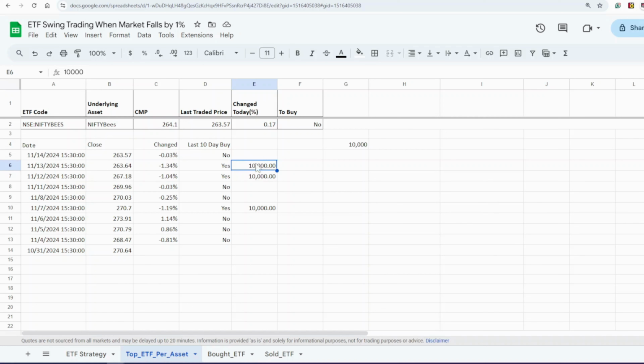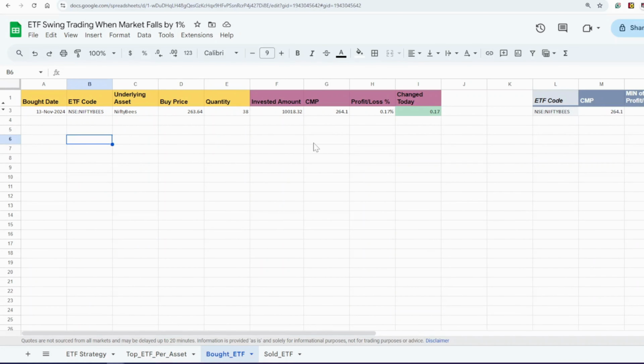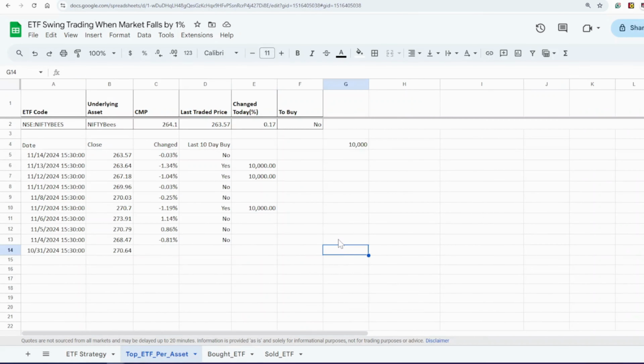For every 10,000 you will add it in the bought ETF sheet, and for every one you will track whether it has achieved the 6% profit or not. This is how you can divide your 1 lakh into 10 equal parts and make this investment. Hope you have liked this strategy.